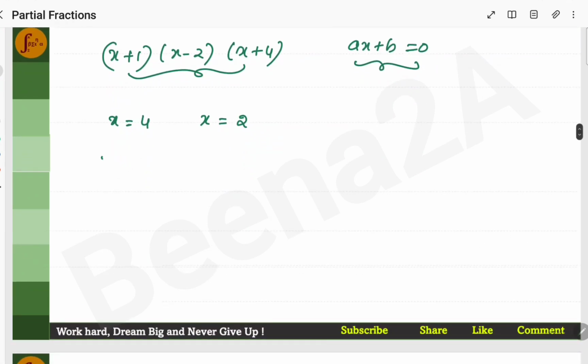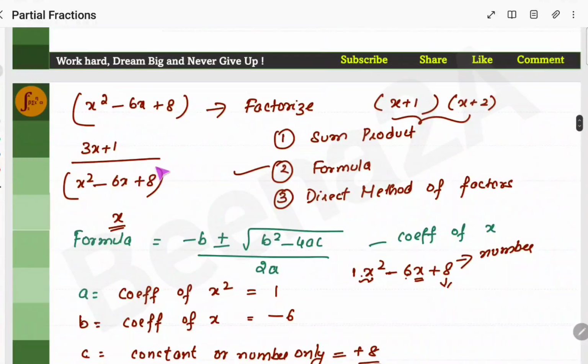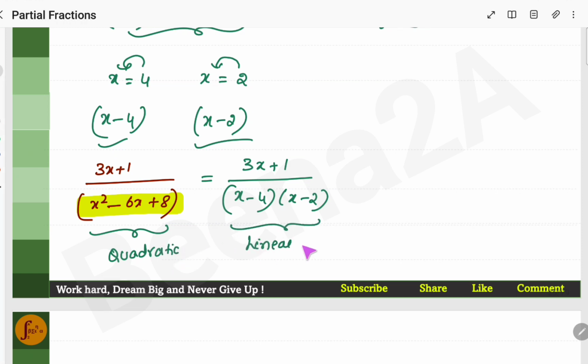Now, we'll have to write this as x minus 4. I shift 4 this side. This is plus 4. When I shift, it will become minus 4. Here again, when I shift 2 here, it will become x minus 2. So, these are the two linear equations. So, this entire denominator that we had, we'll have to write it as 3x plus 1 by x minus 4 into x minus 2. So, now you see, we have converted this quadratic equation into linear equation.